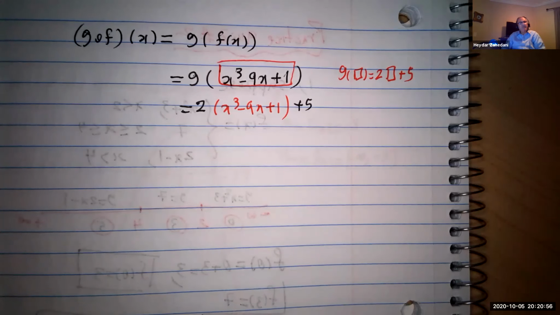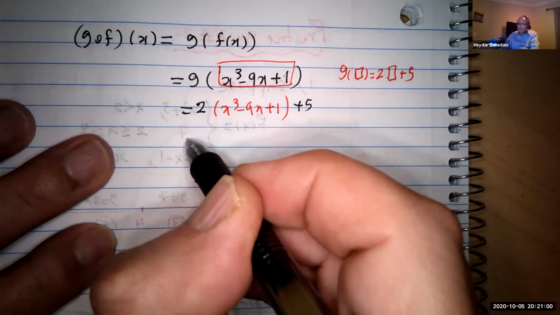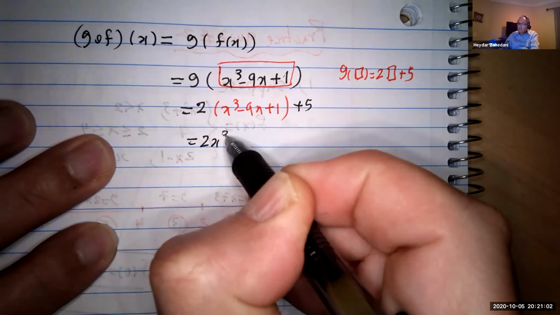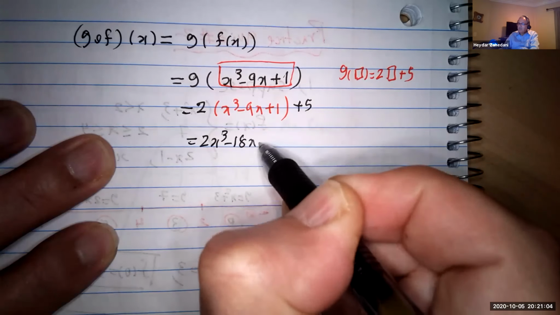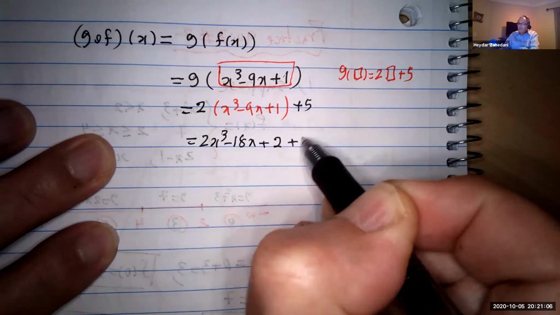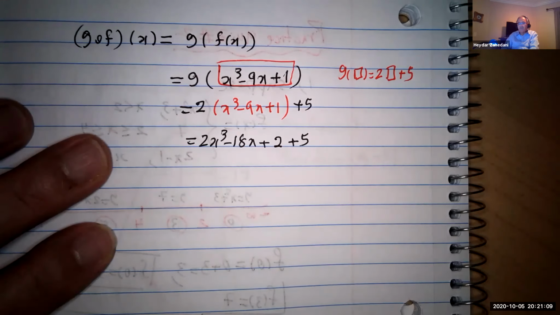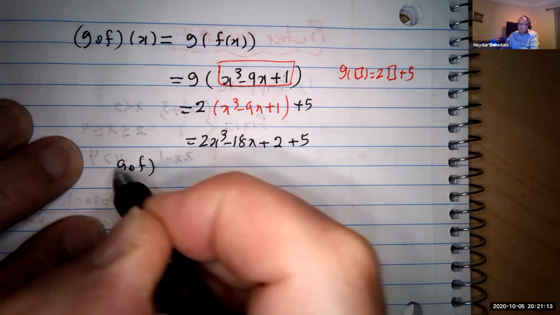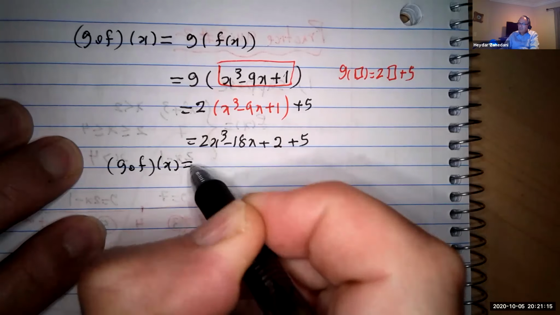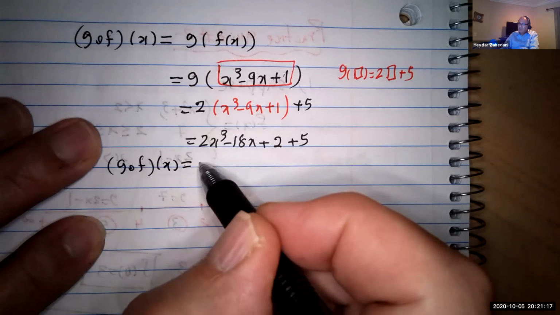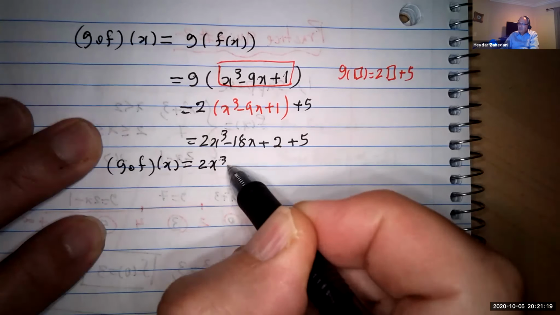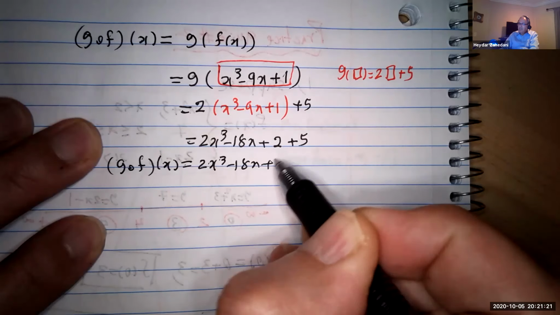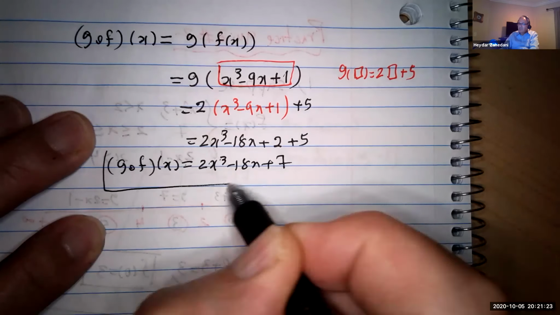Whatever you have, you drop it into the g function. You have to simplify it, you're not done. So this is going to be 2x cubed minus 18x plus 2 plus 5. 2 and 5 would be 7. So g of f at x is equal to 2x cubed minus 18x plus 7. That gives you the final answer.